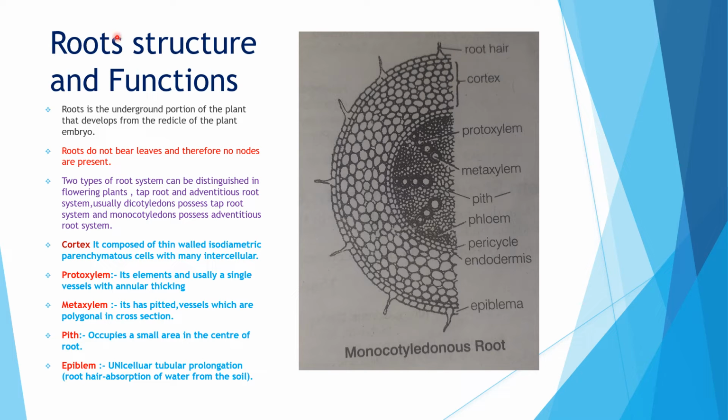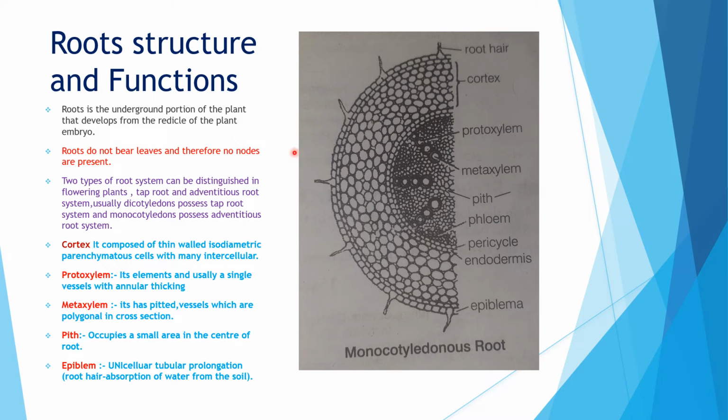First is the root. As we all know, the root is found underground and develops from the radicle of the plant embryo. Root does not have buds and no nodes. Root systems are basically of two types: taproot and adventitious root, and we can also say dicot root or monocot root.